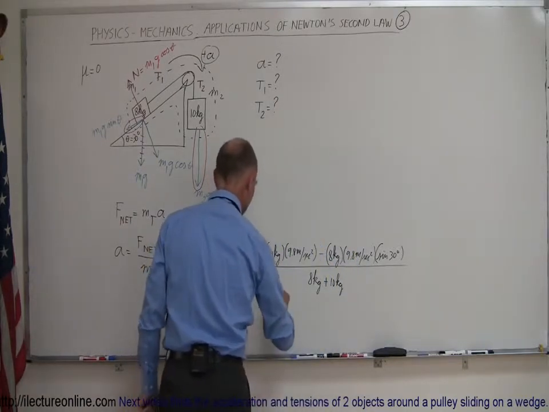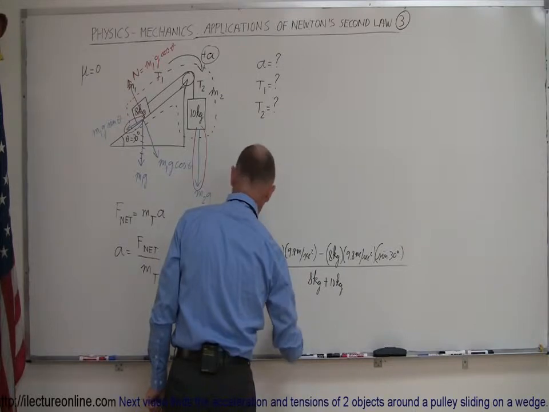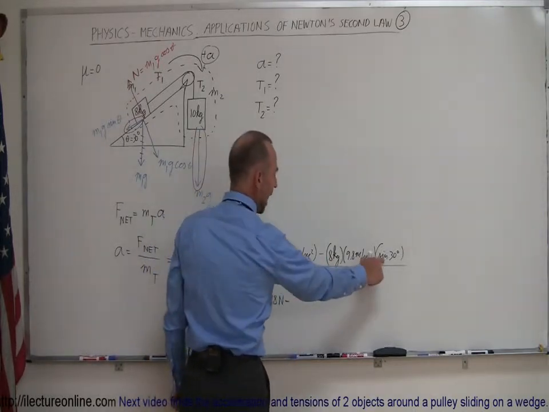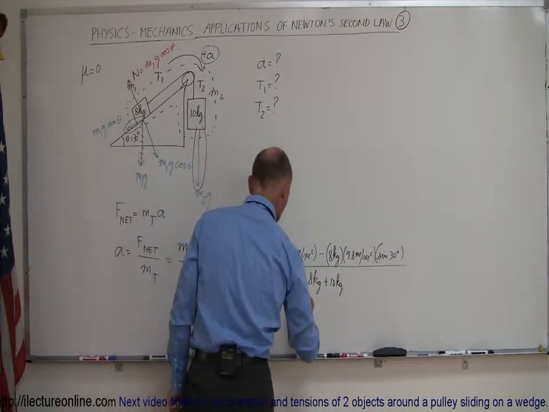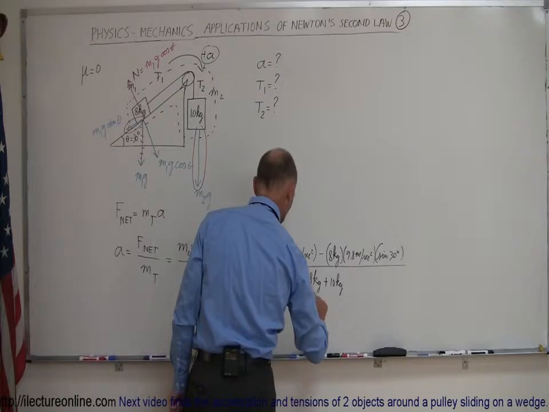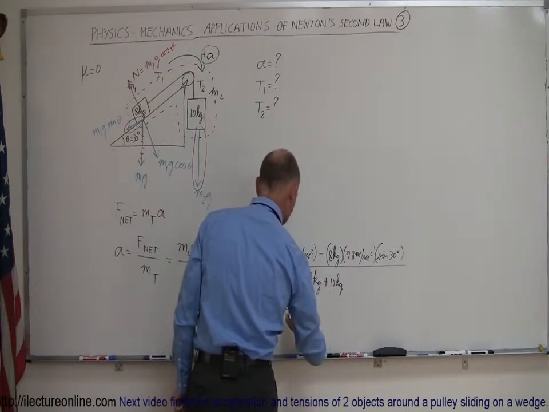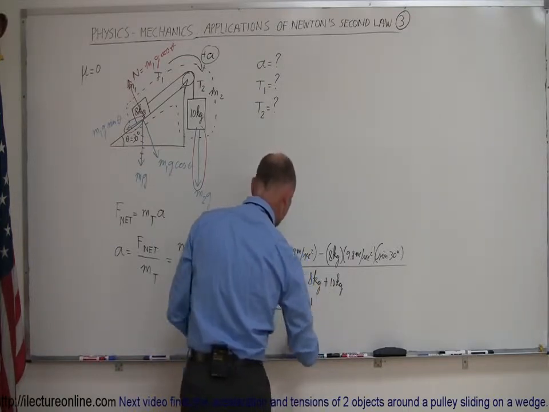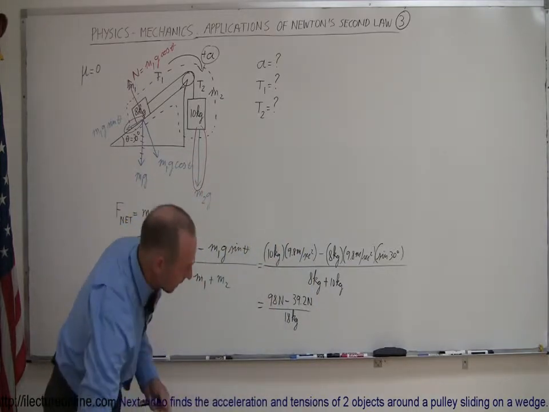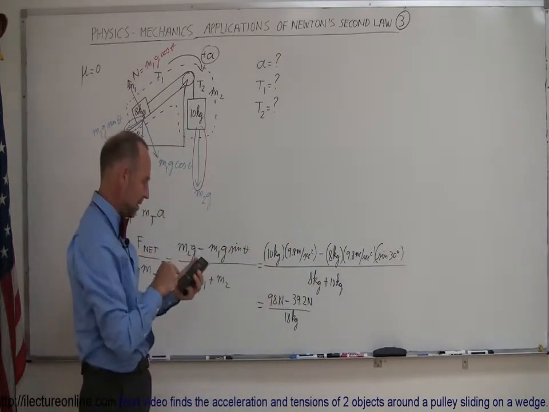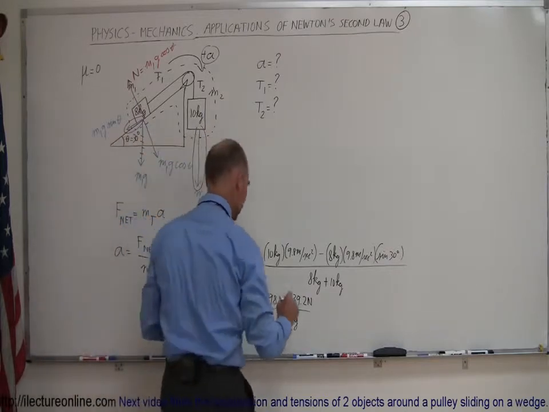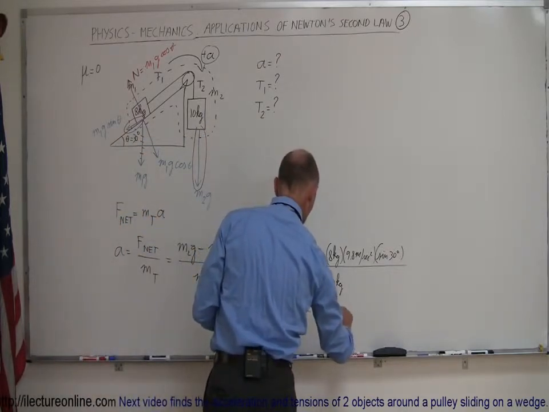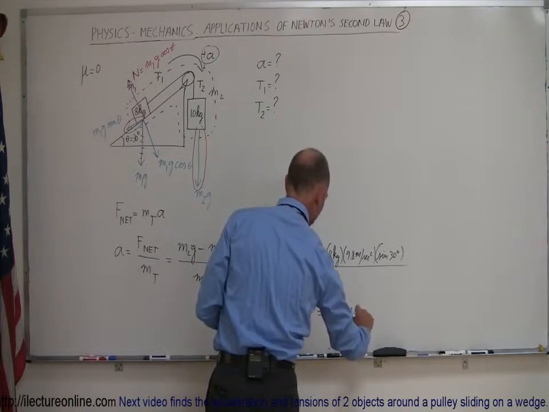Okay, simplifying that a little bit, that would be 98 newtons, minus, half of this would be 4 times that, that would be 39.2 newtons, all divided by 18 kilograms. At this point, I'm going to need my calculator. Never leave home without it. 98 minus 39.2 divided by 18, and I get 3.27, so that's equal to 3.27 meters per second squared.